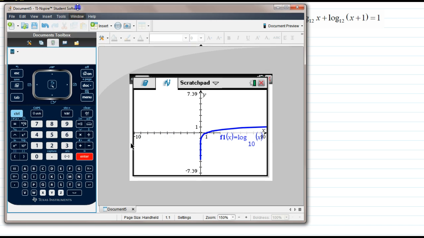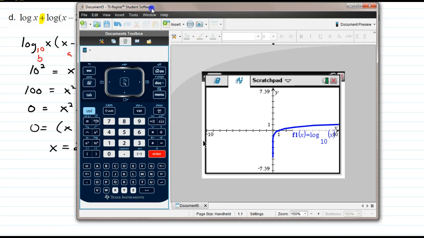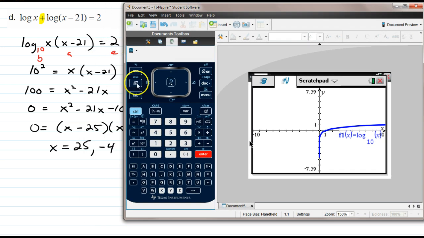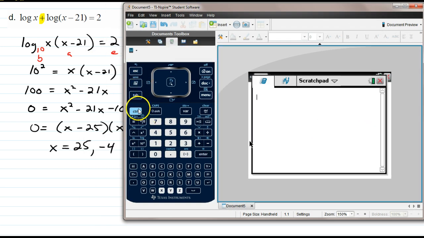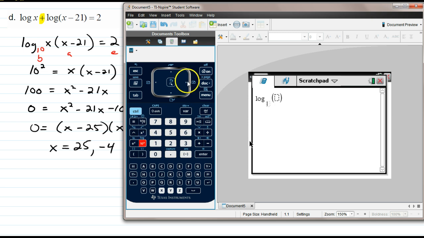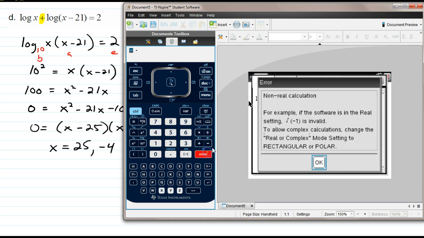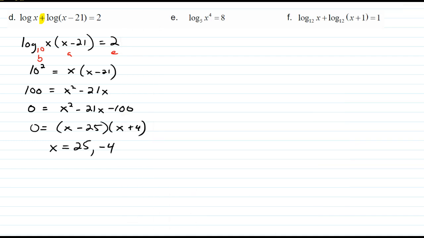So if you wanted to check it, when you go to your calculator and you do log of base 10, leave it blank, of -4, this is where you get a non-real calculation. So -4 is not going to work for us. So that's going to be an extraneous solution. You plug 25 in, it's going to work fine, but you can verify that on your own.